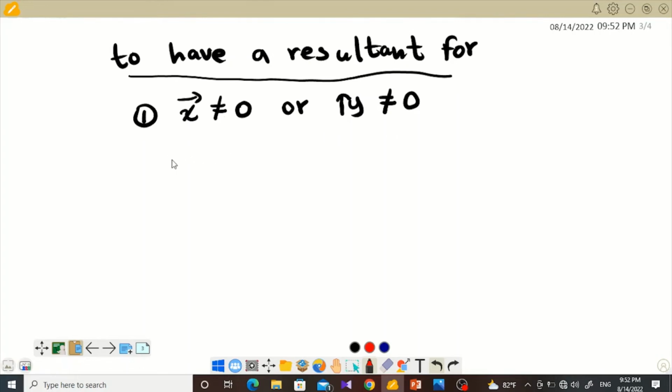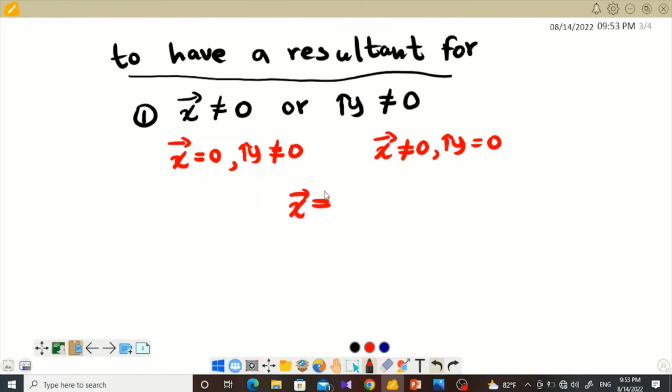So I can take x component 0 but y component not equal to 0. Then we have a resultant force. Or x component not equal to 0 and y component equal to 0; then also we have a resultant force. Otherwise, x component not equal to 0 and y component not equal to 0; then also we have a resultant force.